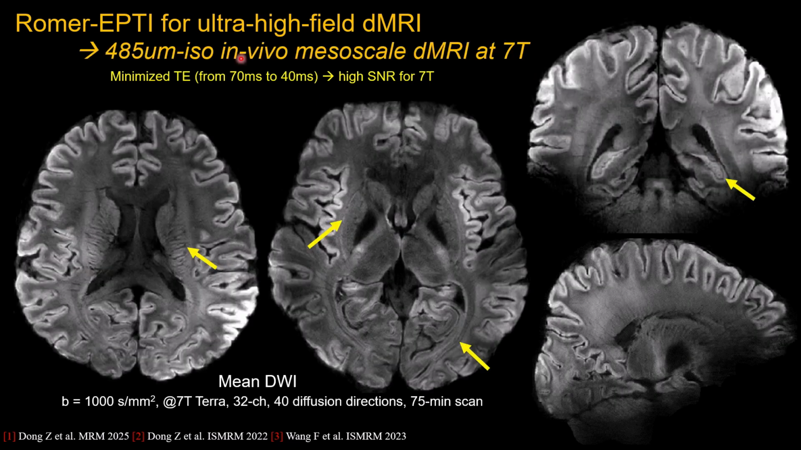We're able to achieve 485 micron isotropic resolution in vivo at 7T. With EPTI, we address the more prominent distortion and blurring, and there is no extra SAR deposition than conventional EPI of the Romer acquisition. Here shows the data acquired at 7T with high data quality, and the arrows highlighting the detailed structures.